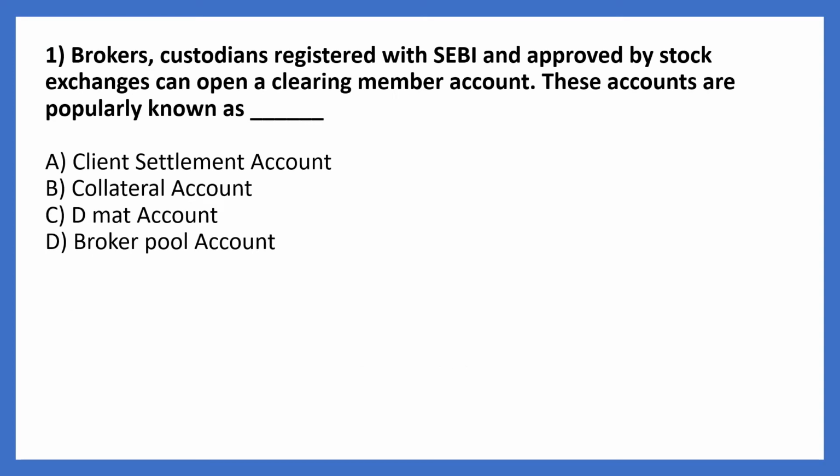First question, brokers and custodians registered with SEBI and approved by stock exchanges can open a clearing member account. These accounts are popularly known as option A, client settlement account, option B, collateral account, option C, Demat account, and option D, broker pool account. The correct answer is option D, broker pool account.